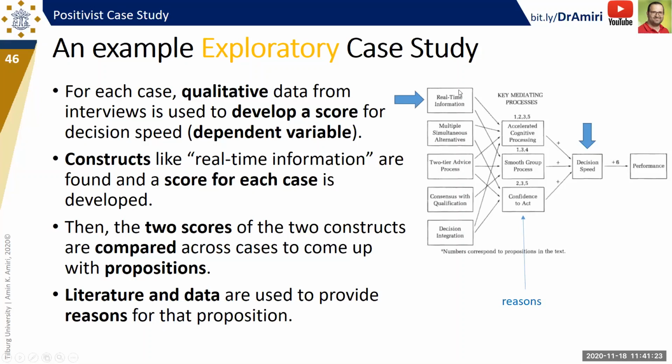We didn't know about these constructs at the beginning of the study. The literature would not talk about them. The decision speed was not discussed in the literature. So these constructs were found as a result of analyzing the interviews with people. So this is another quite interesting method for some of you. So keep that in mind.